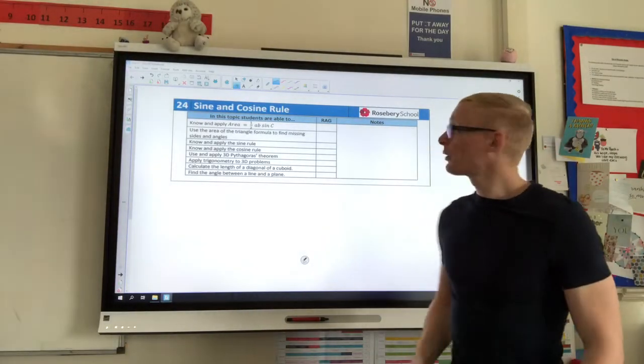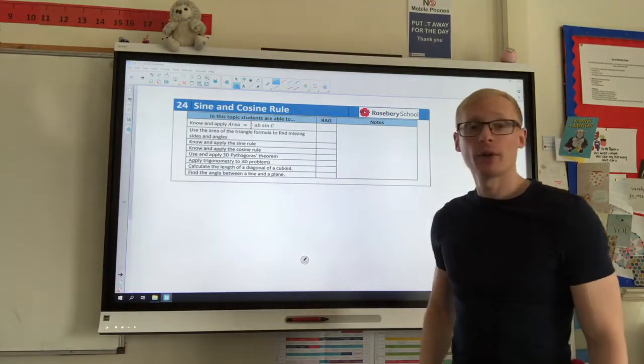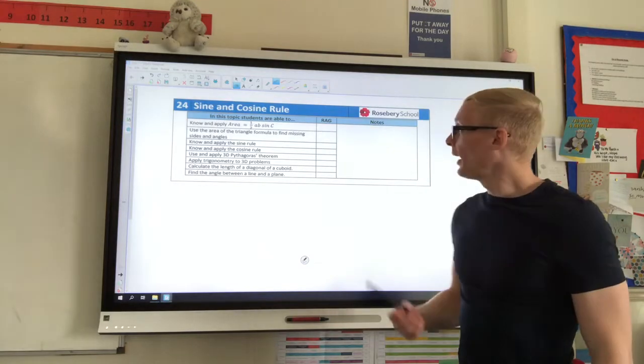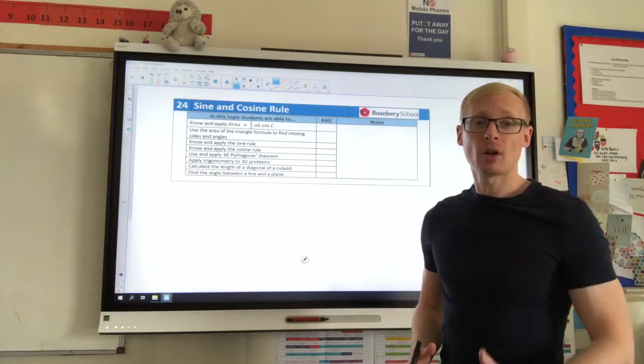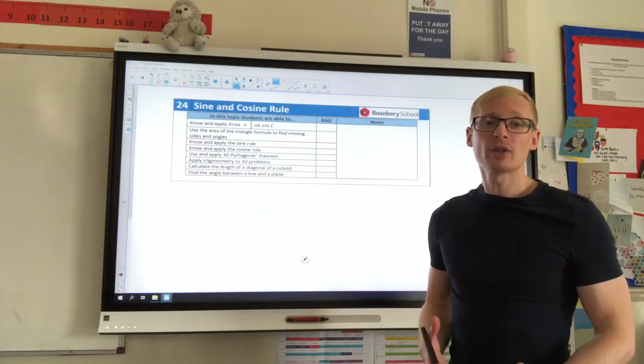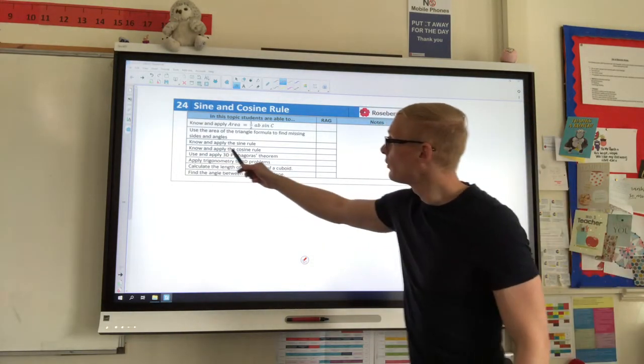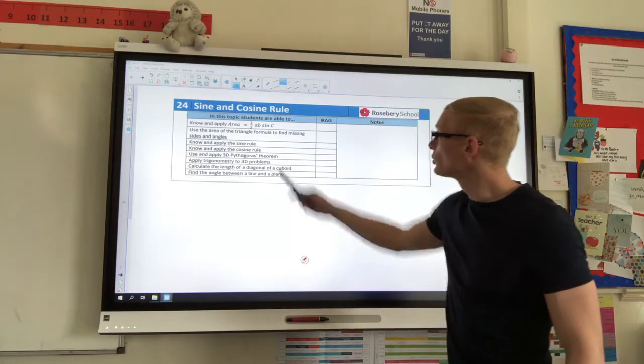Okay, welcome to lesson 3 on topic 24, the sine and the cosine rule. If you've completed the last 2 lessons and you've done all the work on the cosine rule, finding sides and finding angles, if you've done all the questions and been able to answer the GCSE questions, I think you can confidently tick off this point here, knowing and applying the cosine rule.